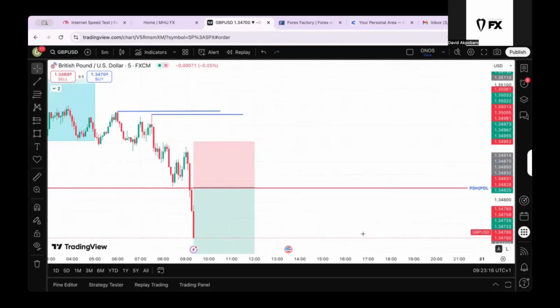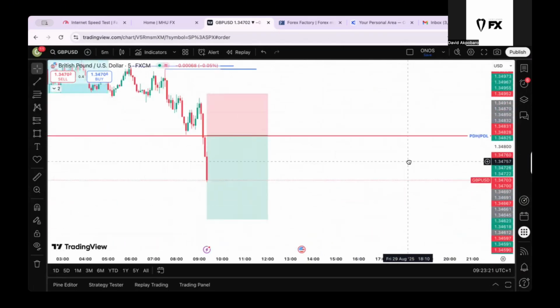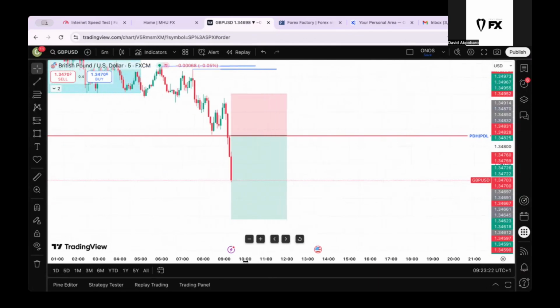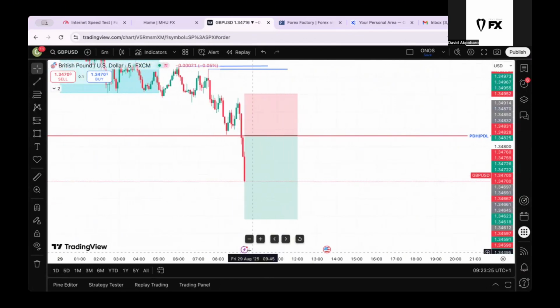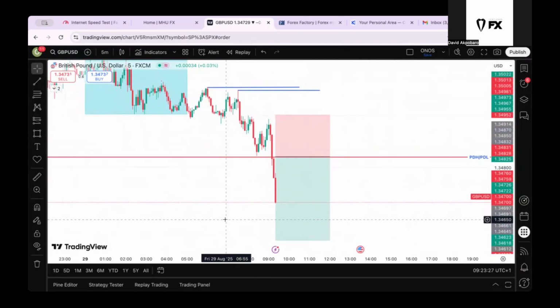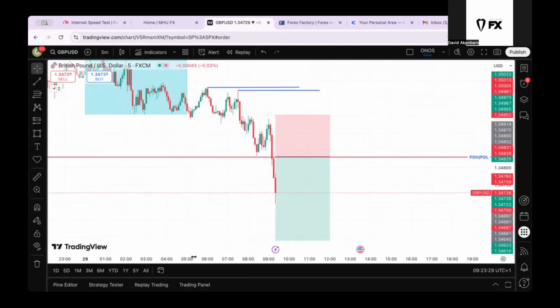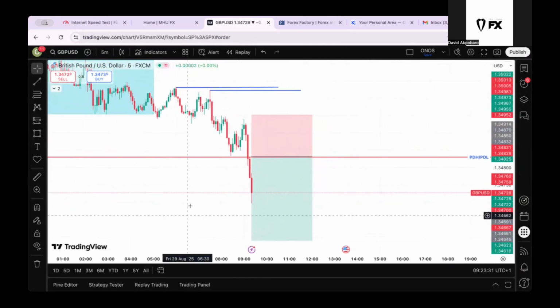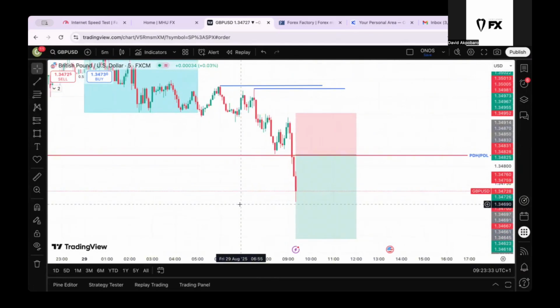All right, so we want GU to return, then drop. So we can see the selling pressure on this. Price is really dropping. So if price doesn't return, then we don't enter the trade. It's as simple as that. But I'm expecting price to return. So enter the trade.